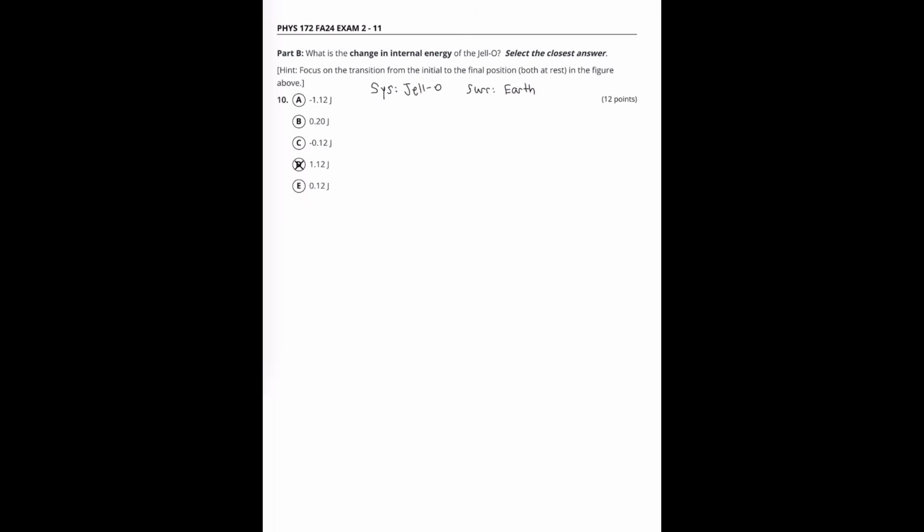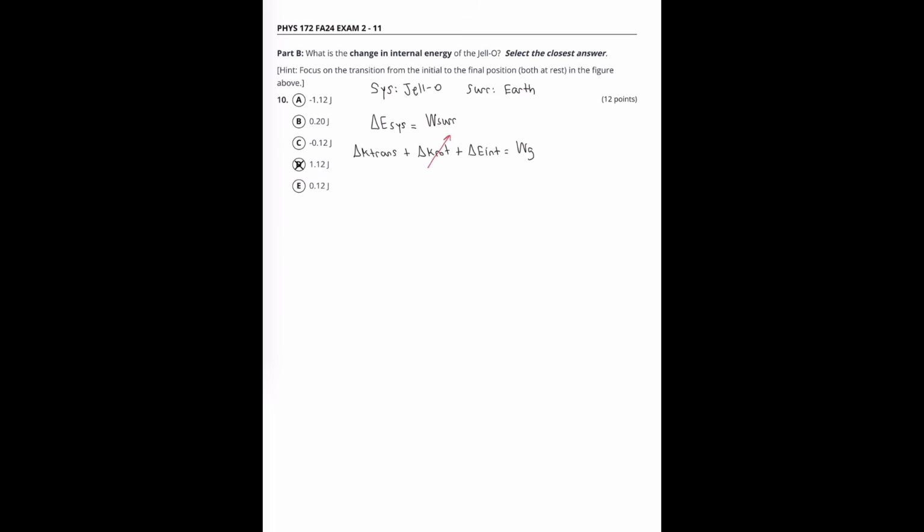So from that, we can say the change in energy of the system is equal to the work done by surroundings. So we have translational kinetic energy plus rotational plus change in internal energy is equal to our work done by gravity. Now, we don't have any rotating components here, so we can cross out our rotational kinetic energy.